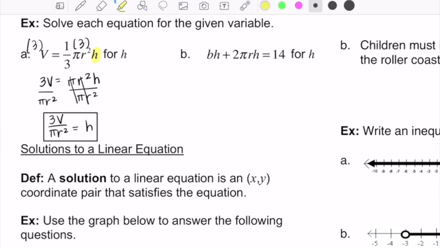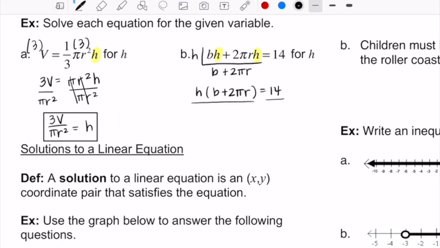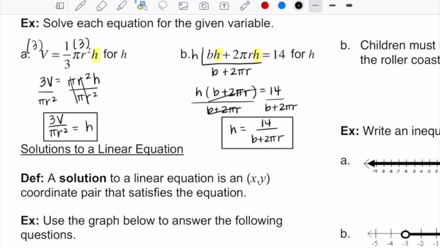On the next one, I'm also solving for h, but notice that the h is in 2 places. So I'm going to start by factoring out an h. Once the h is factored out on the right, I just need one more step to get the h all by itself. I'll divide both sides by b plus 2 pi r. The b plus 2 pi r crosses out on the left-hand side, and I'm done. Remember, on these, you know you're finished when the letter that you're asked to get all by itself is all by itself.